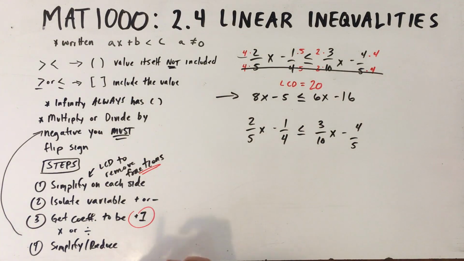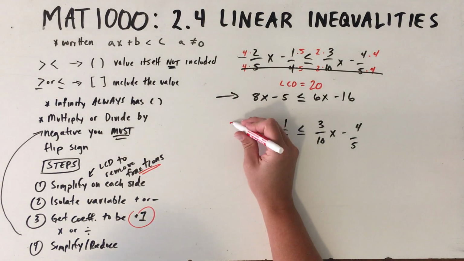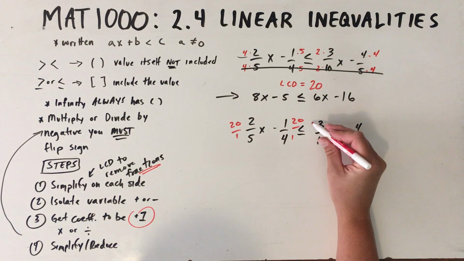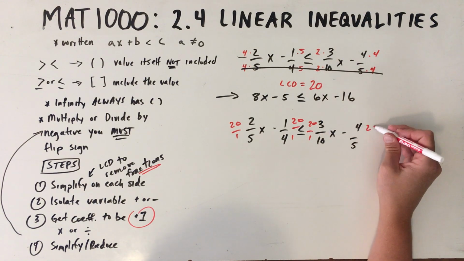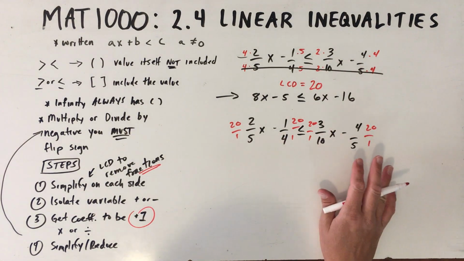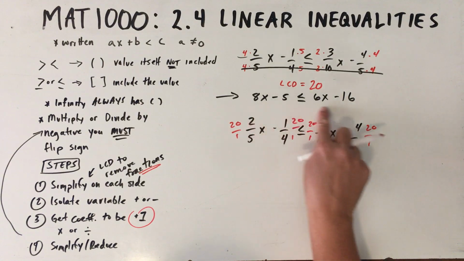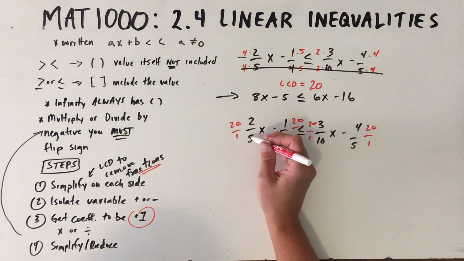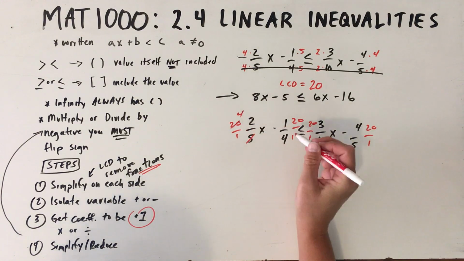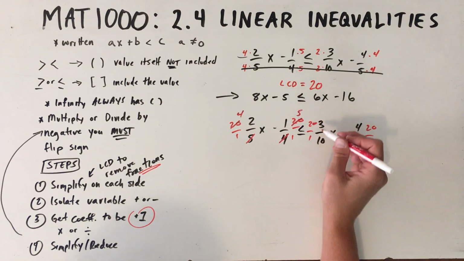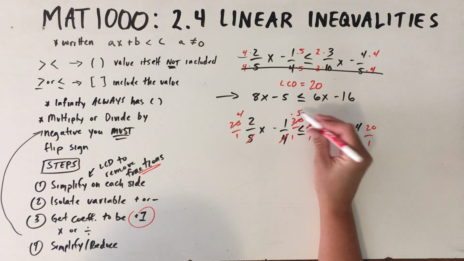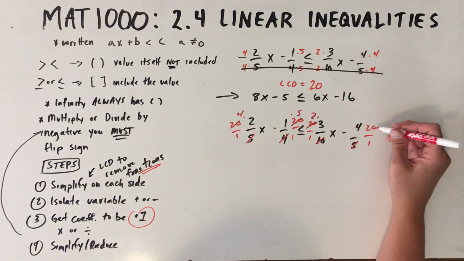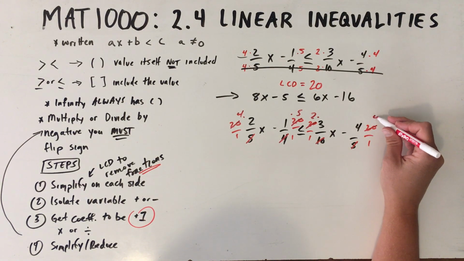You could also multiply each of these by 20 over 1, each fraction, by the LCD over 1. So this is just another method. Point is, we're just trying to get to this point in the solution. 5 will go into 20 four times, 4 will go into 20 five times, 10 goes into 20 twice, and 5 goes into 20 four times.